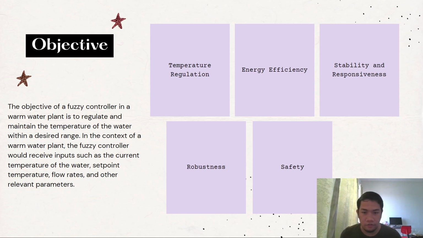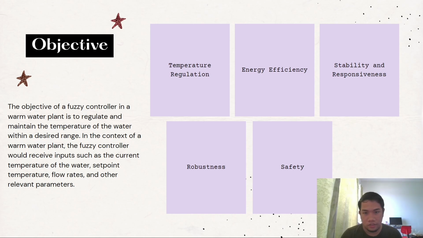So here we have 5 objectives of the fuzzy controller of warm water plant. So the first one is temperature regulation. The fuzzy controller aims to regulate the temperature of the warm water in the plant, ensuring it stays within a specified target range. This range is typically determined based on the requirements of the specific applications or process that relies on the warm water.